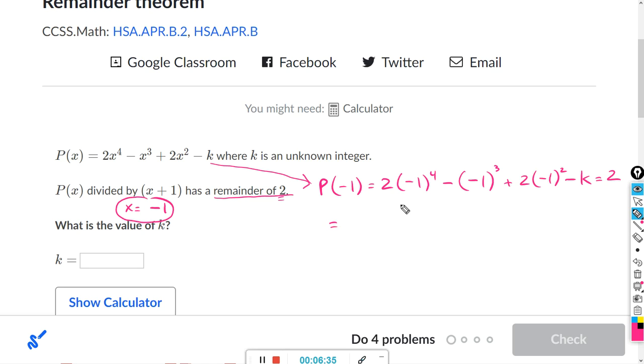Again, you can use the calculator if you want. Negative 1 to the 4th is just 1 times 2. Negative 1 to the 3rd is negative 1, and this negative makes it positive 1. Negative 1 squared is 1 times 2 minus k equals 2. From here it's easy. 2 plus 2 is 4, plus 1 is 5. You can do this in your head. Obviously, k is 3 because 5 minus 3 equals 2.